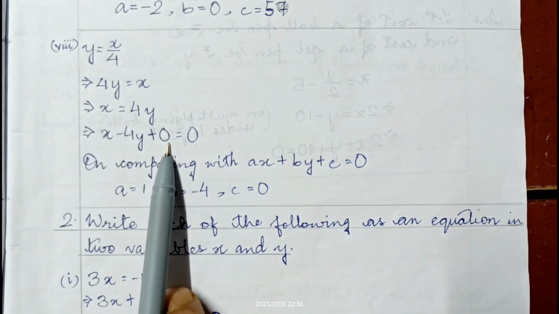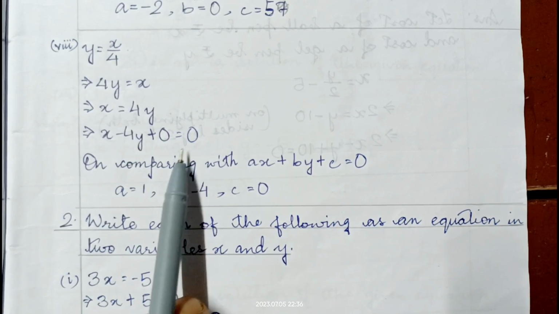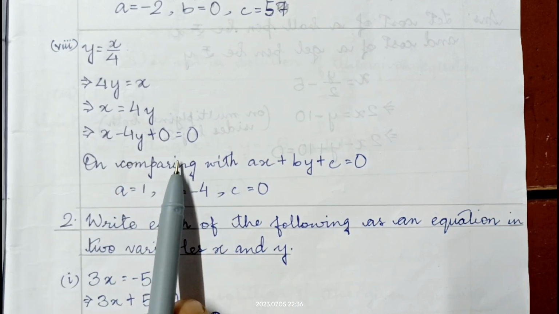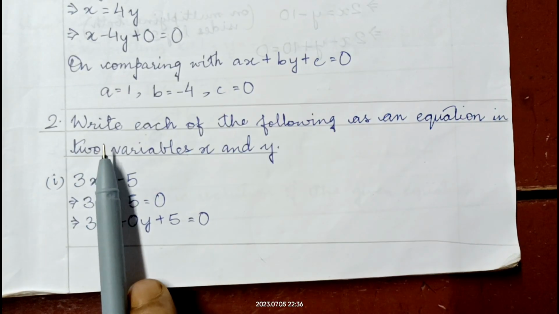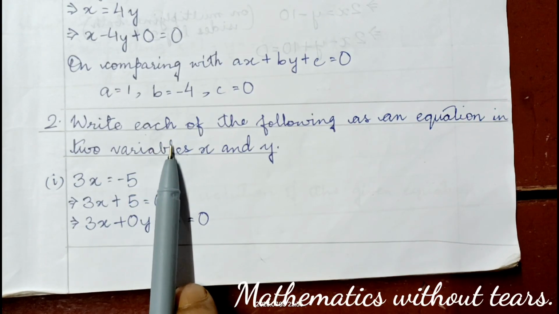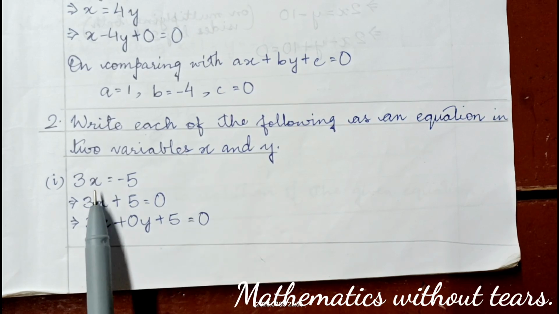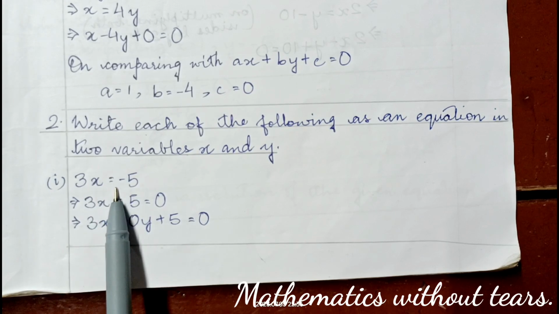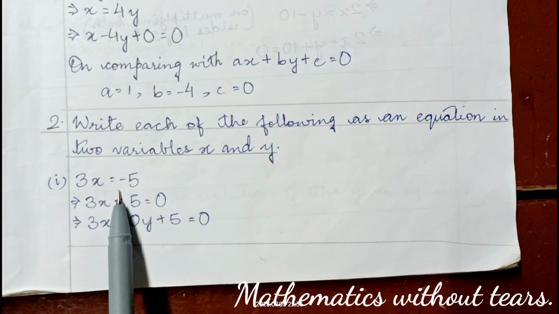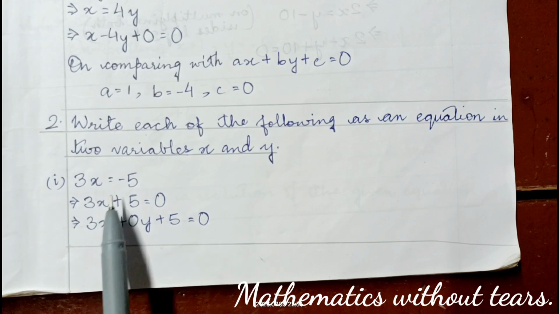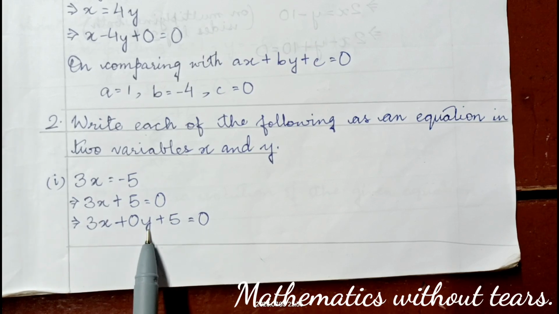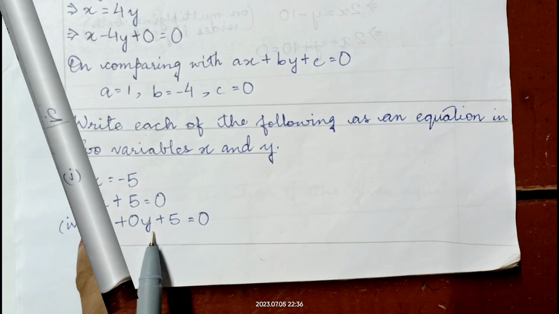If I compare this with ax plus by plus c equals to 0, then a will be 1, b will be minus 4, and c will be 0. In question number 2, it is given, write each of the following as an equation in two variables x and y. Here 3x equal to minus 5 is given in the first part. In this equation y is missing and we are to express it in the form of two variables. So 3x equal to minus 5 can be written as 3x plus 5 equals to 0. So 3x plus 0y plus 5 equals to 0. Since the y term is missing, we have to write 0y.